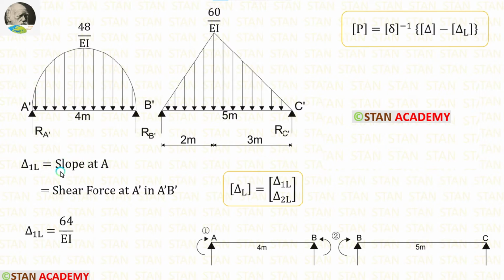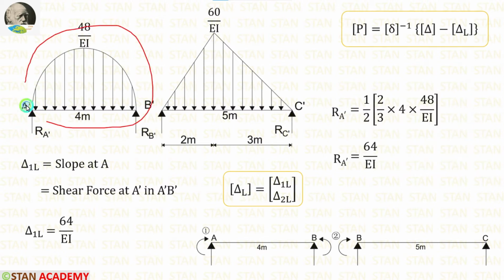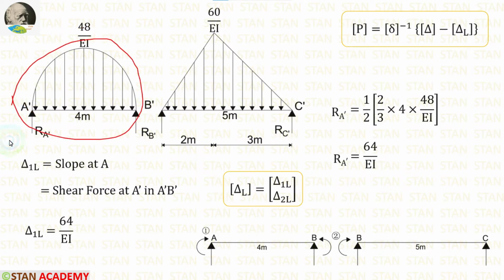So, to calculate the slope at A, we have to find the shear force at A dash in the beam A dash B dash. In the point A dash, the shear force will be the vertical reaction RA dash. It is a symmetrical diagram, so we can easily calculate RA dash and RB dash by taking the total load. In this conjugate beam, the total load is the area.